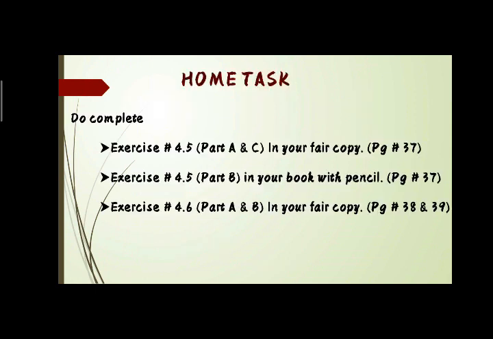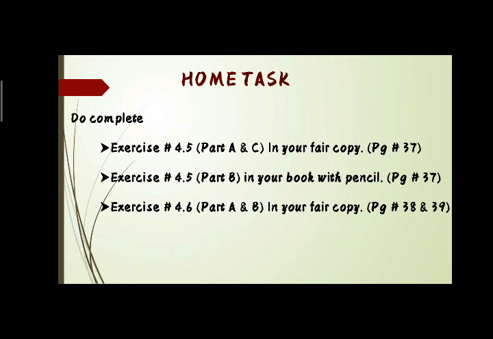Now move towards the home task. Exercise number 4.5, parts A and C, in your fair copy from page number 37. Exercise number 4.5 again, but part B, do in your book with the help of a pencil on page number 37. Do your book task in your book with the help of a pencil. If you do your work in a copy, use a pen.